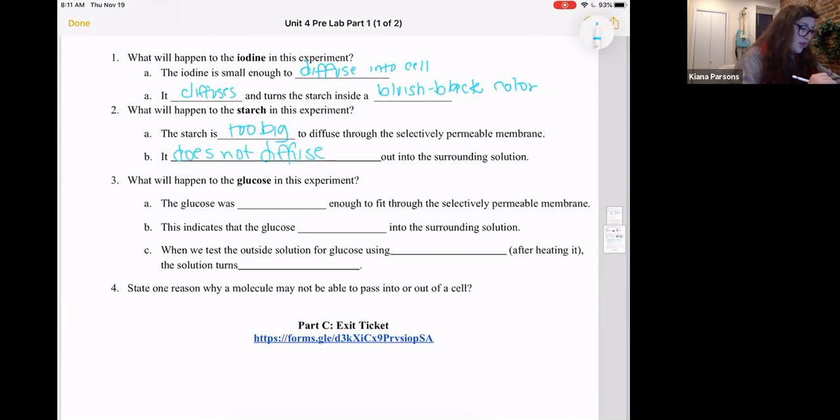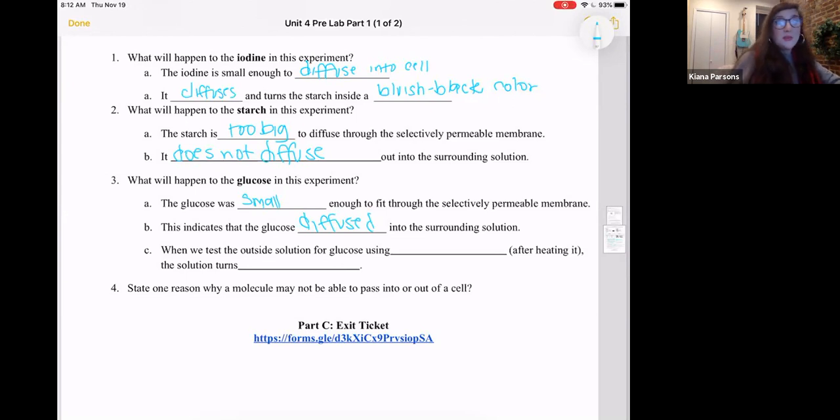into the surrounding solution. What will happen to the glucose? The glucose was small enough to fit through the selectively permeable membrane. This indicates that the glucose diffused, right? Because we know that glucose is a monosaccharide. It diffused into the surrounding solution. It passed through immediately, which is why when you drink soda, it immediately diffuses through the membranes in your mouth, gets right directly into your bloodstream, and gives you that immediate sugar high.